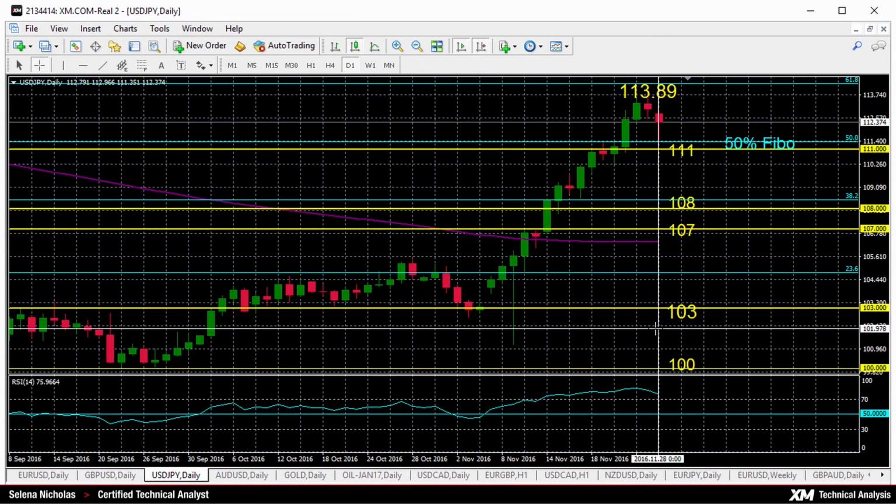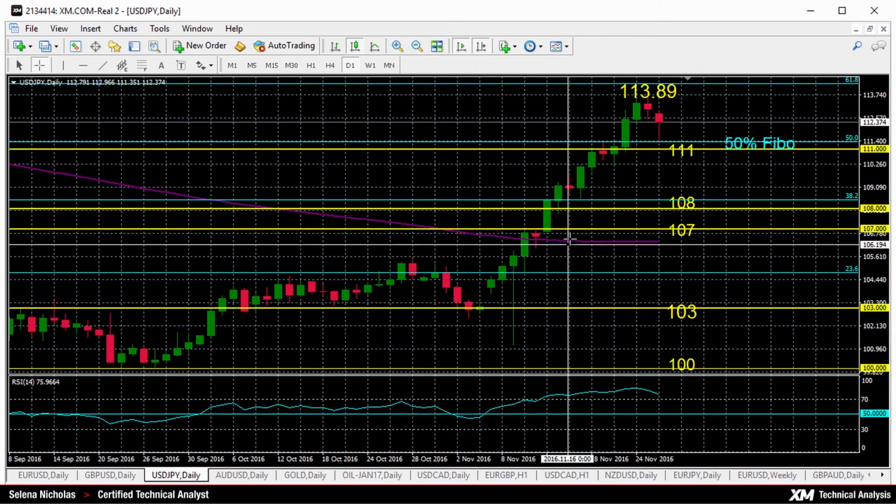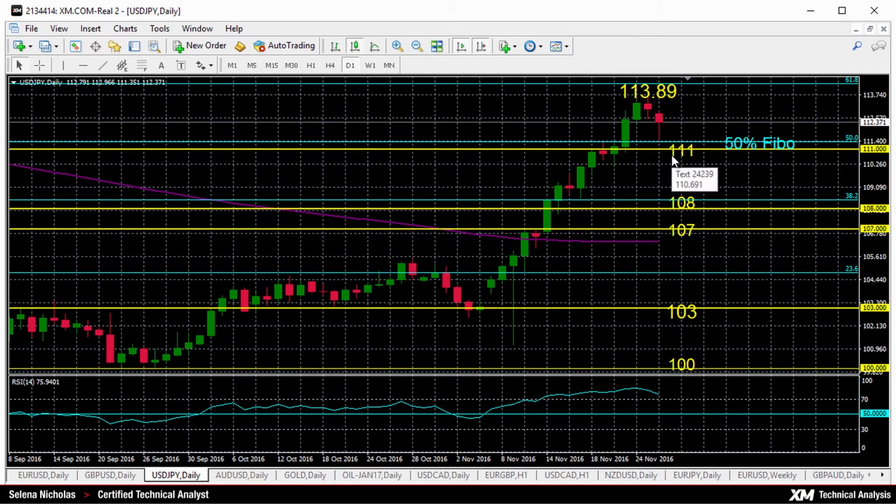Let's take a look at dollar yen. We can see that there was a strong bullish run, strong rally bouncing off the 103 area up to above 113. But this bullish run seems to have faded now. Dollar yen, after registering a fresh 8-month high of 113.89 on Friday, we're seeing prices reverse back down towards 111.